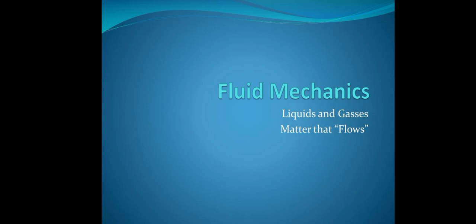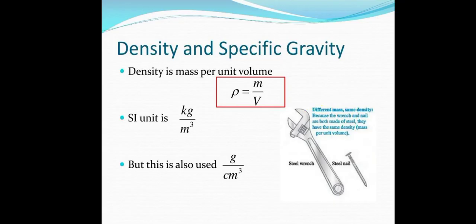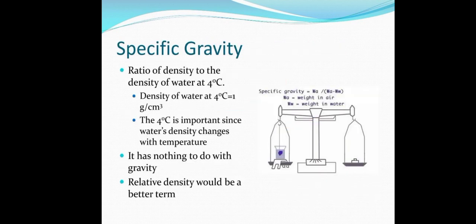Today we can see about the topic of what are the properties of fluid. First of all, density. Density is known as mass per unit volume. The notation of density is rho and the formula is m by v. SI unit is kilogram per meter cube but also used gram per centimeter cube.